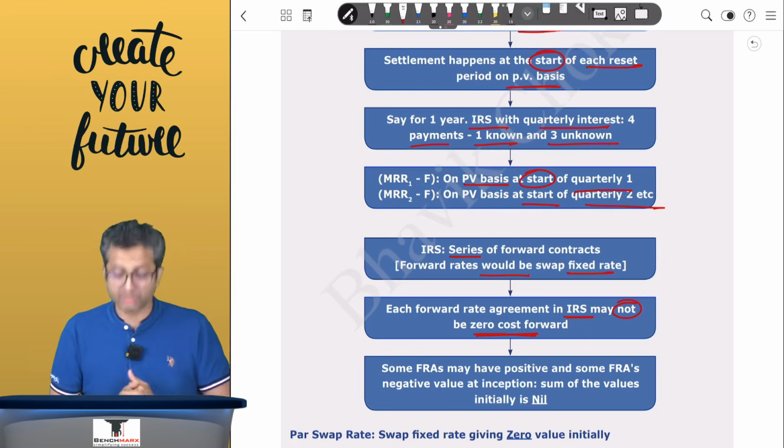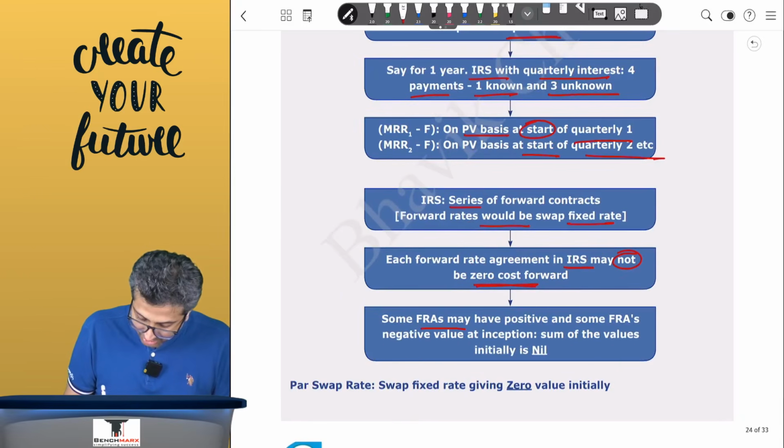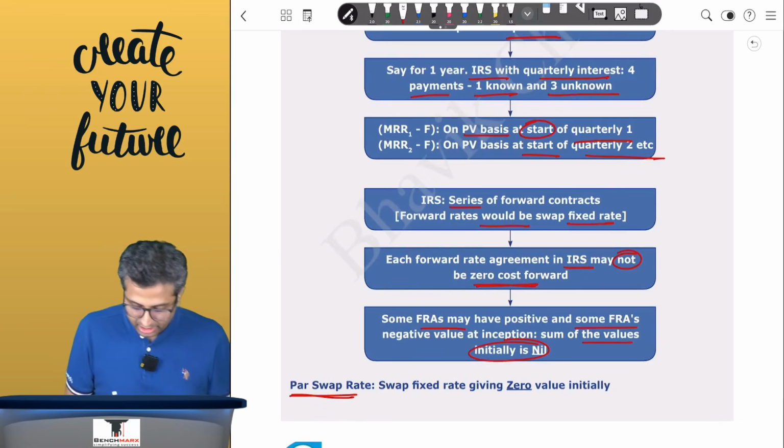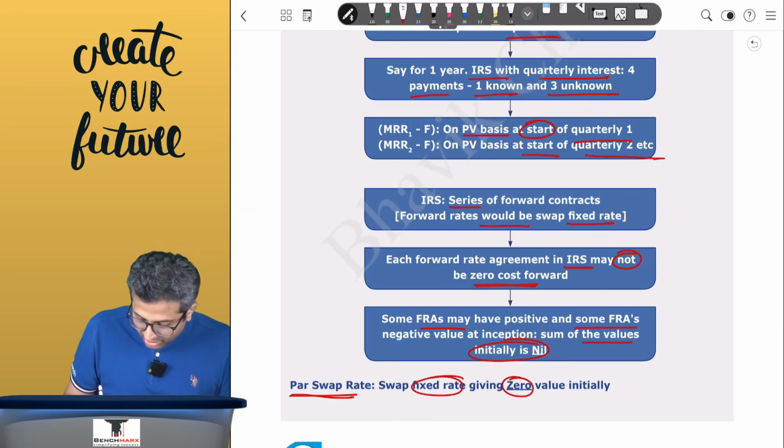There may be some positive, some negative. Some FRAs may have a positive value, some FRAs may have a negative value, and initially the total value is nil. There is something called a par value swap rate. This is a swap fixed rate giving a 0 value initially.